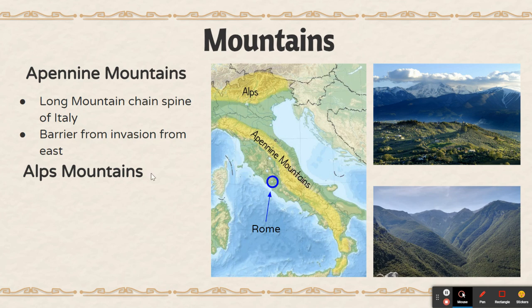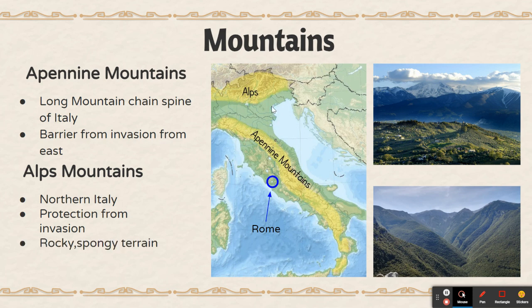The Alps Mountains are also part of the geography, and they're in this northern part of Italy. So it's sort of a double barrier here that protects, because people from the north had a hard time getting over the Alps, and then they'd have a hard time getting over the Apennine Mountains.